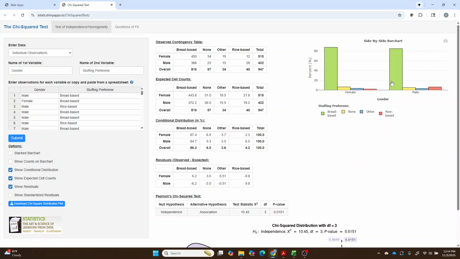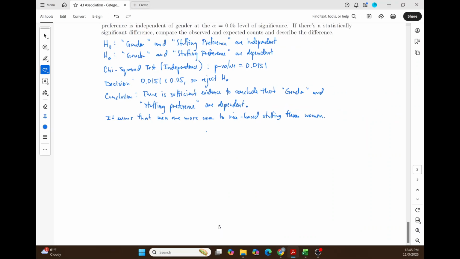Now, with that said, look at the bar charts. Whether you're female or male, you're far and away more likely to say bread-based stuffing. Most people say that they like bread-based stuffing, by a pretty large margin. However, men are a little bit more prone to liking rice-based stuffing than women are. So I would say that's the major difference. Okay, so it seems that men are more open to rice-based stuffing than women, and that's that.